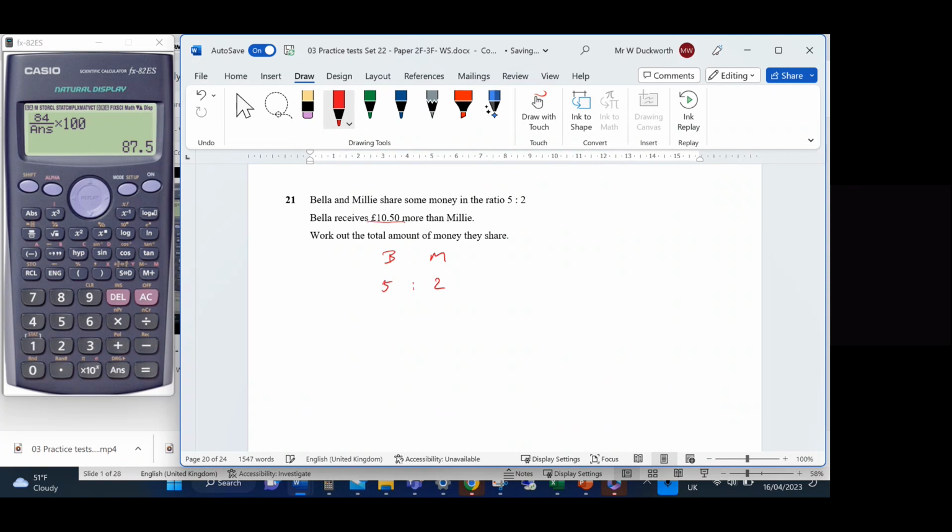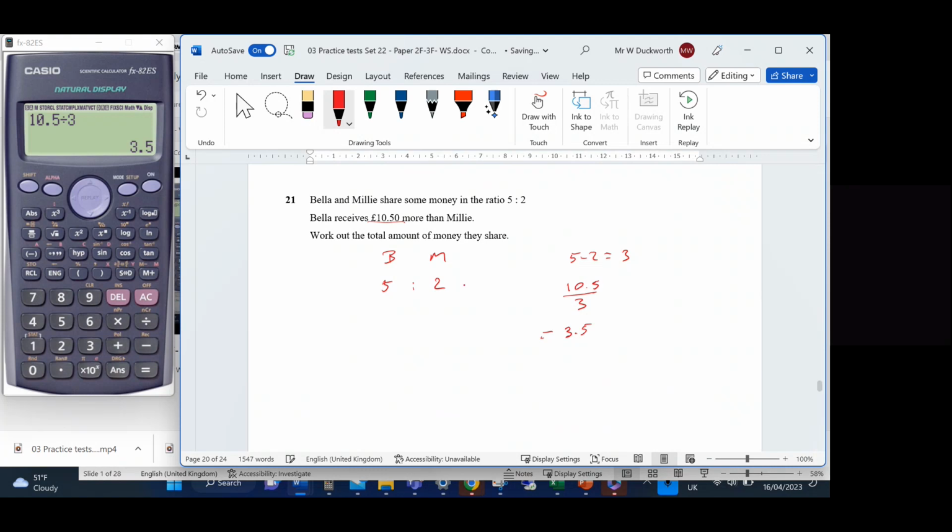So Bella receives £10.50 more. Well, Bella receives 3 more parts. So 5 minus 2 is 3. She gets 3 more parts. So each part is going to be £10.50 divided by 3, which is 3.5. So that's how much each part would be worth.